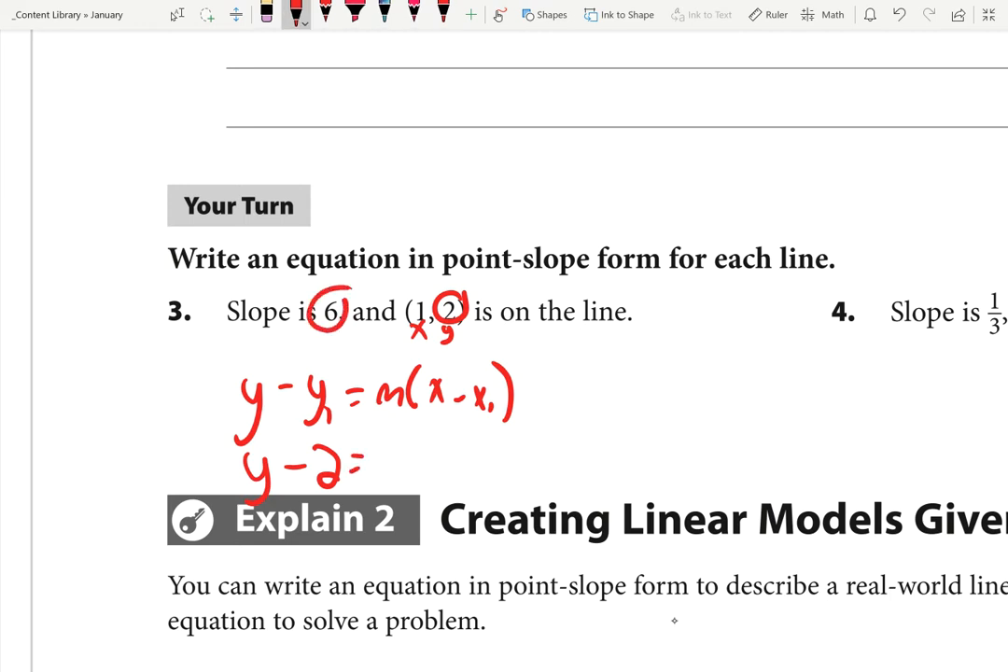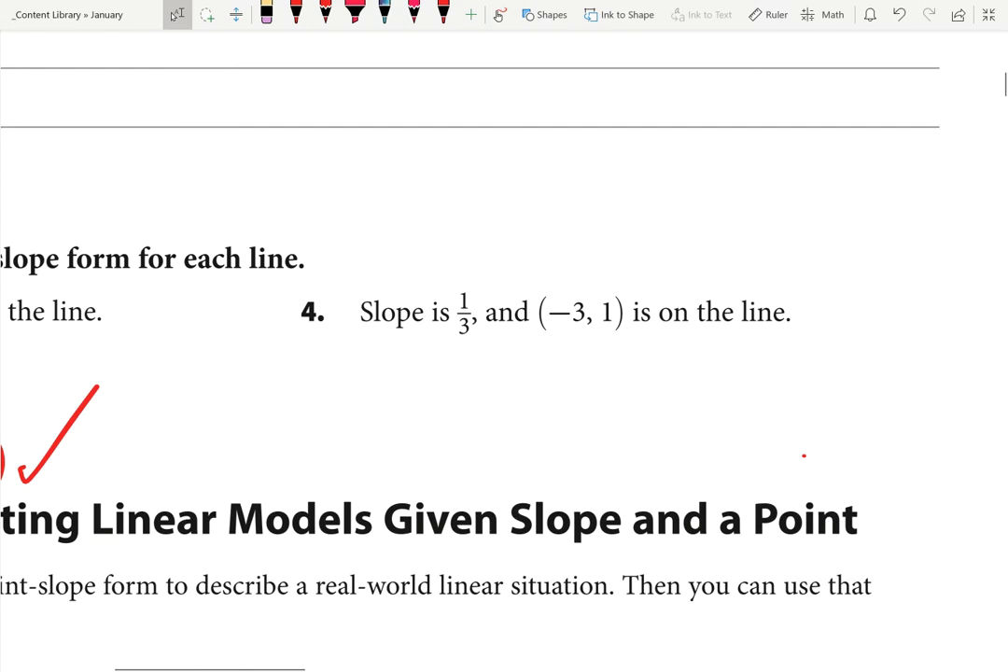The slope is 6, so I'm going to replace that m with 6, and then we're going to have x minus the x value. So the x value is 1, so since it's positive, I'll leave it as x minus 1. And this is the correct equation with the slope of 6 and the point 1, 2. Okay, we could try this. If you want to pause it and try it yourself, go for it, see what you can do.